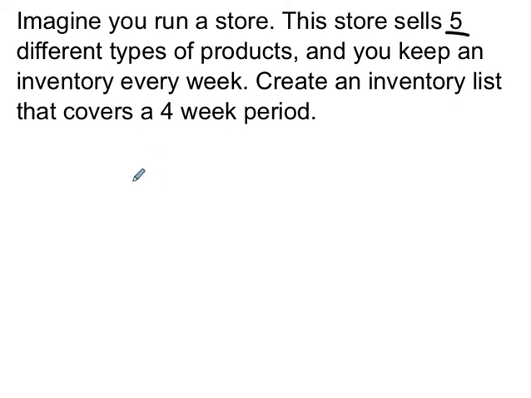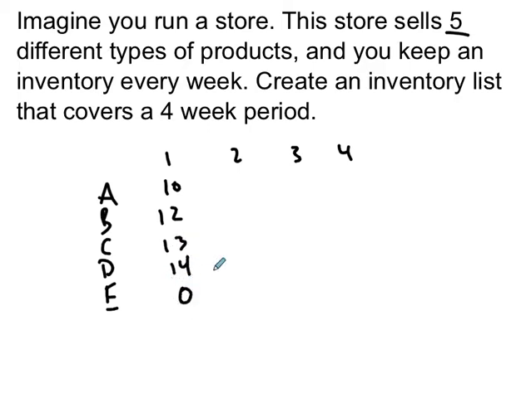So really, let's say I have 5 different types of products. Product A, B, C, D, and E over on the left-hand side. And then let's say I wanted to cover this over the 4-week period: week 1, week 2, week 3, and week 4. Let's say that I had 10 of item A, 12 of item B, 13 of item C, 14 of item D, and 0 of item E in the first week, and then so on and so forth.